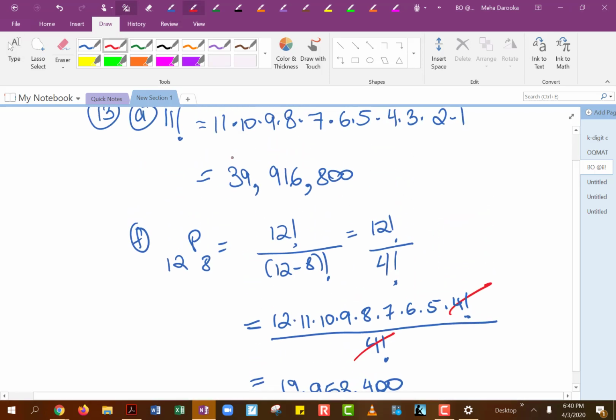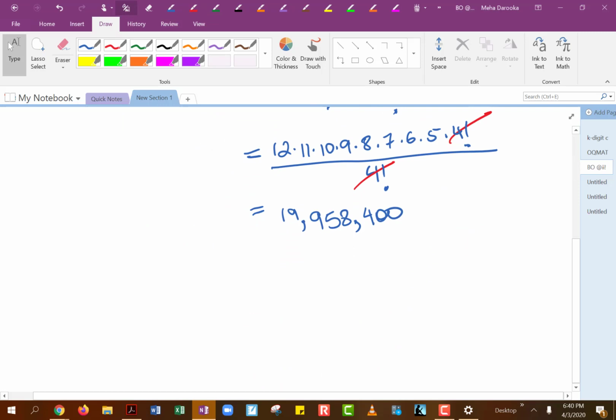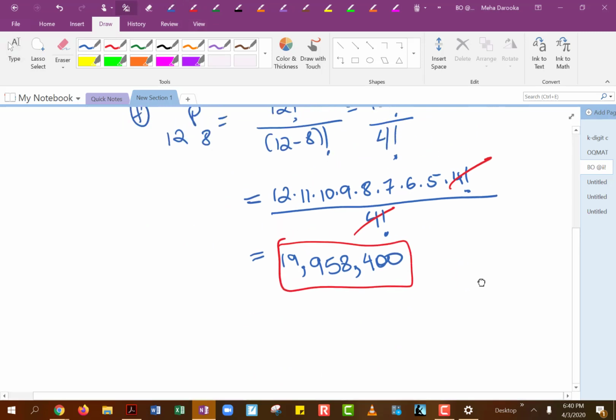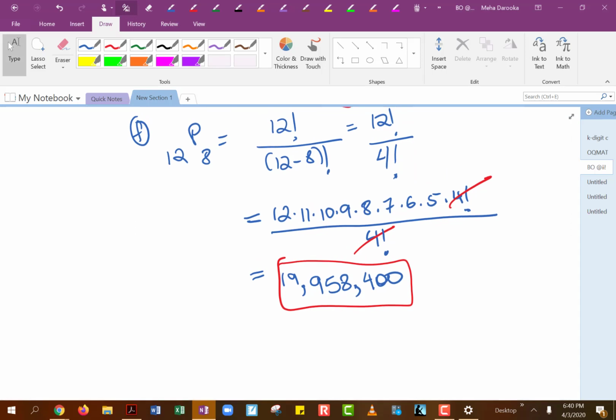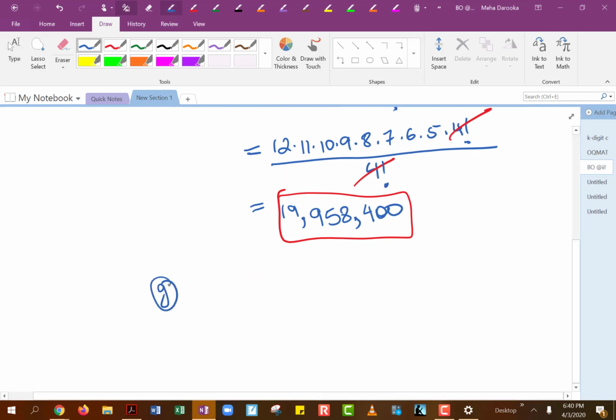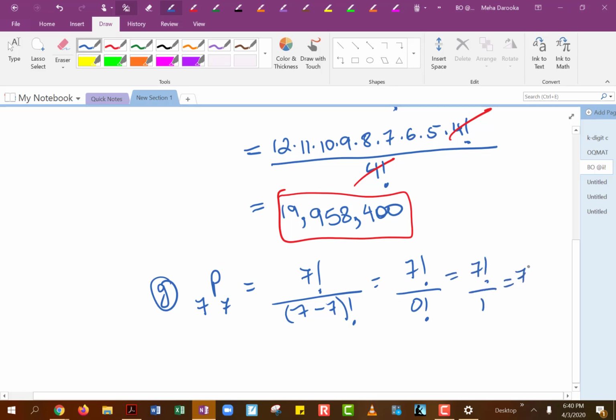And then one more that I wanted to talk about was part G. This was just because you were choosing all 7 out of the 7 different possibilities. So that's going to be 7 factorial over 7 minus 7 factorial. Of course 7 minus 7 is 0. So you basically just get 7 factorial over 1, or you're just looking at 7 factorial as your answer, because anything divided by 1 is the number itself, right?